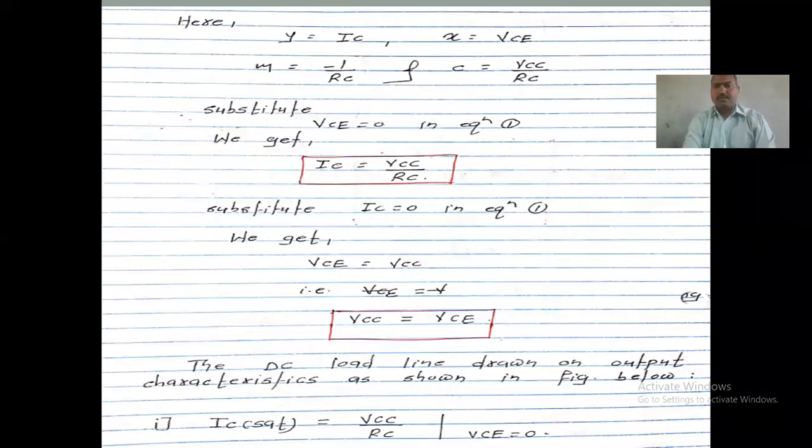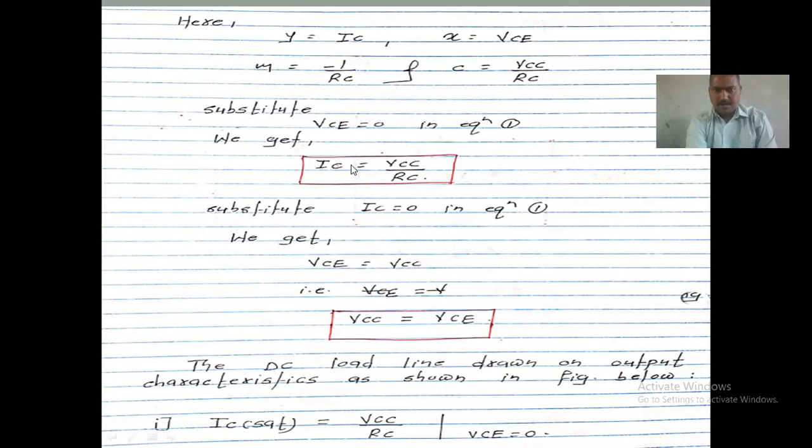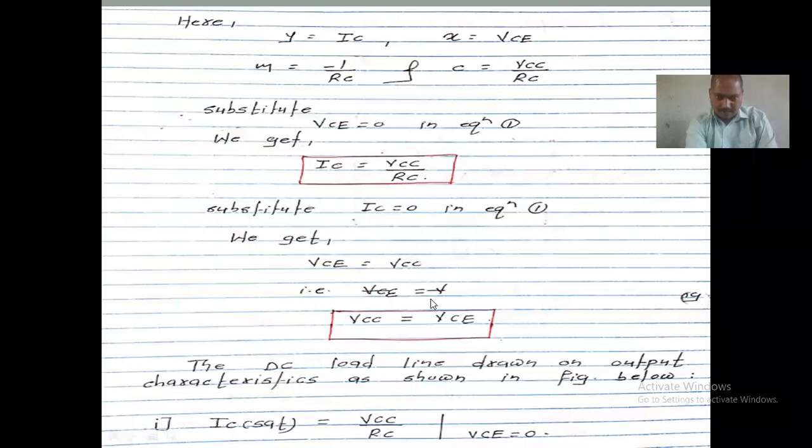Now see, in this equation, we have to put VC equal to 0. In that case, you get the equation IC equal to VCC upon RC. And when we put IC equal to 0, that is another thing. In that case, we get the equation VC equal to VCC. So we get two points: IC equal to VCC by RC, and VC equal to VCC.